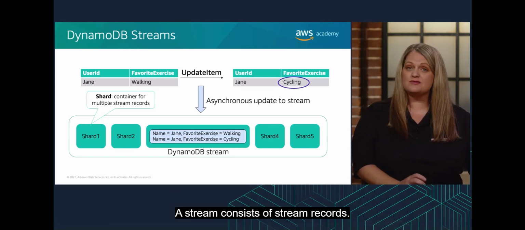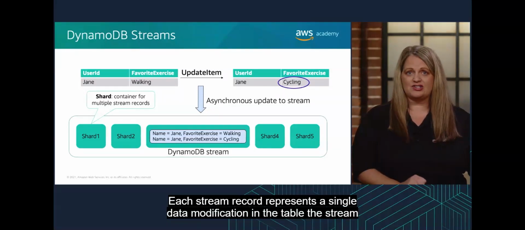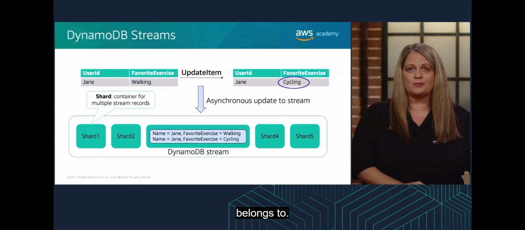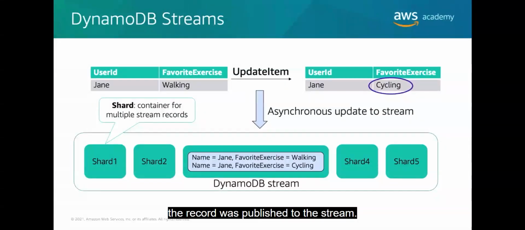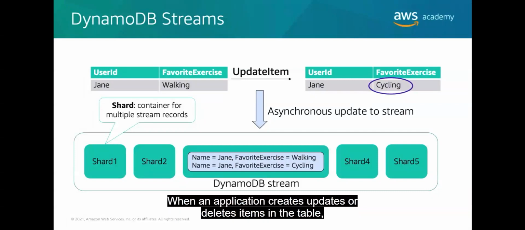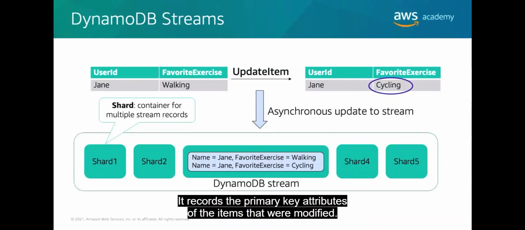A stream consists of stream records. Each stream record represents a single data modification in the table the stream belongs to. Each stream record has a sequence number reflecting the order in which the record was published to the stream. When an application creates, updates, or deletes items in the table, DynamoDB streams writes a stream record. It records the primary key attributes of the items that were modified. You can configure the stream to capture additional information, such as the before and after images of modified items.